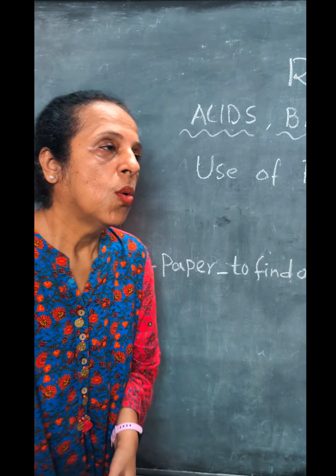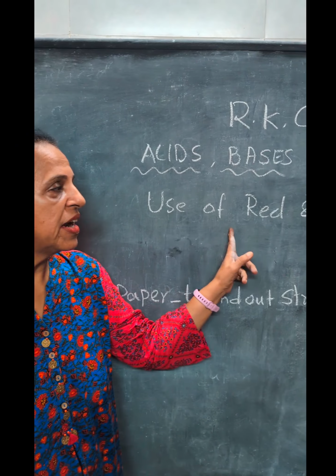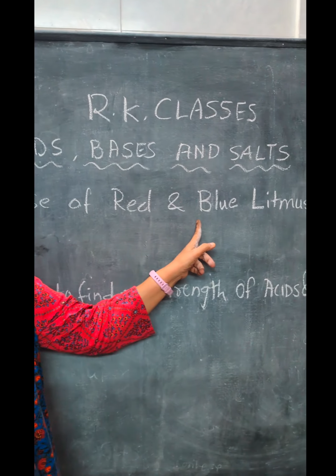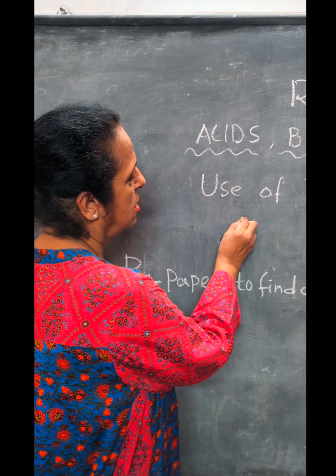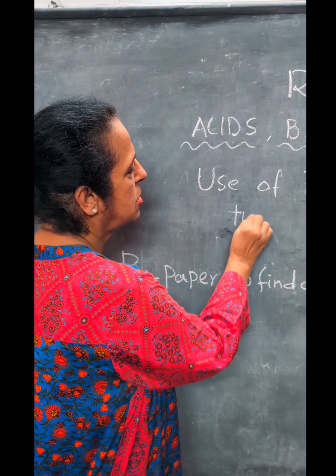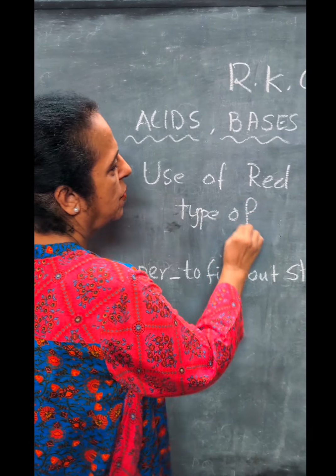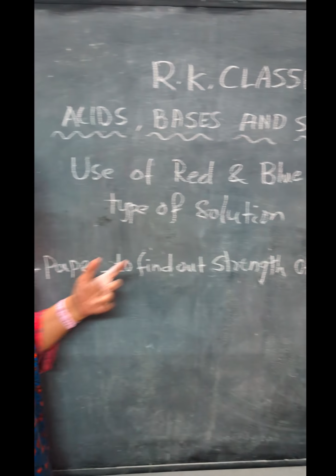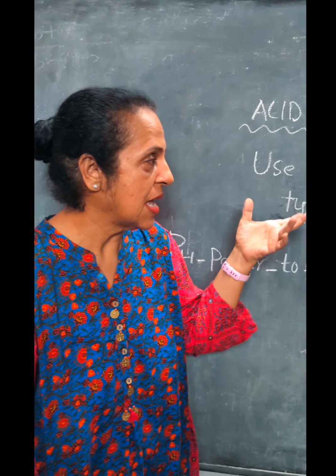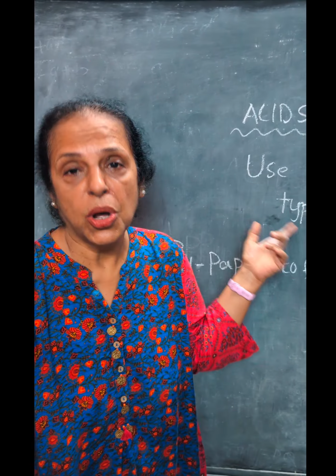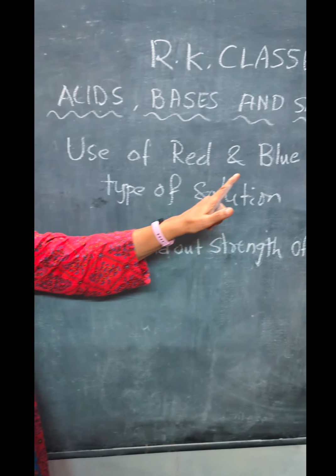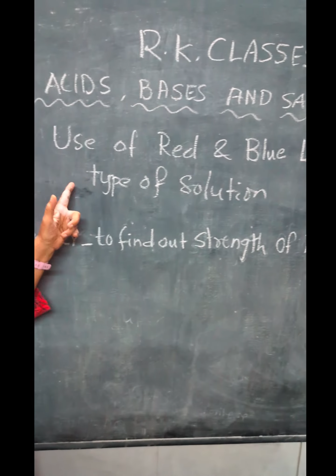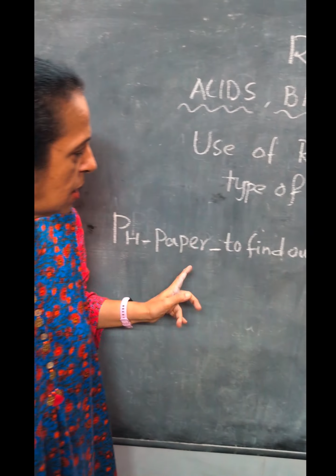So students, we have learned through use of red and blue litmus paper to know the type of solution. To know the type of solution means we will know whether the given solution is acidic, alkaline or neutral. So the use of red and blue litmus tells us what type of solution it is.